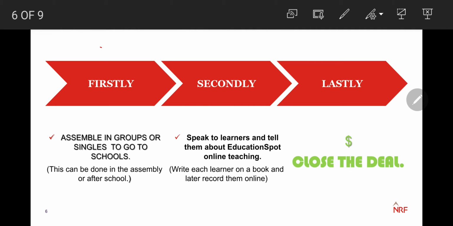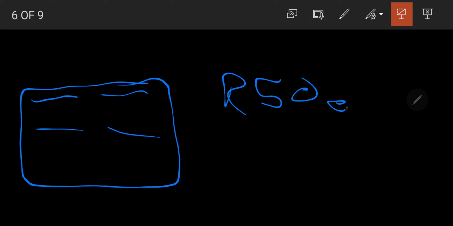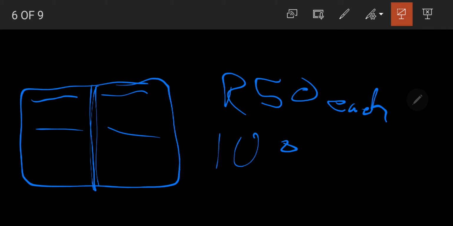And then what I need you guys to do here is to have a book. I'm going to send you these instructions on the website. So have a book, register each learner's name, surname, the grade that they'll be doing, and the subject that they need. So remember, it's 50 rands for each subject. So if they need 2, it means they'll be paying 100 rand. If they need 3, 150. So have a book where you're going to be recording these learners.